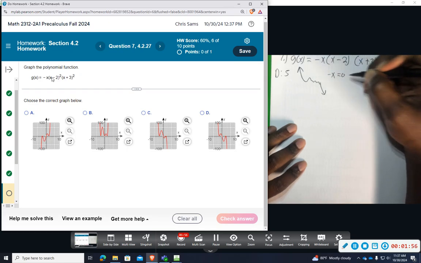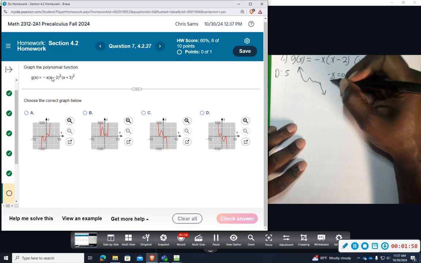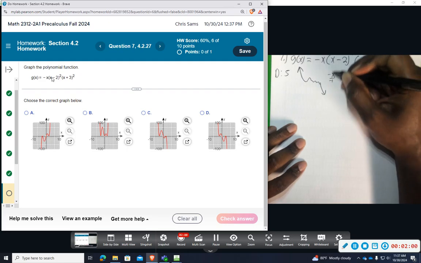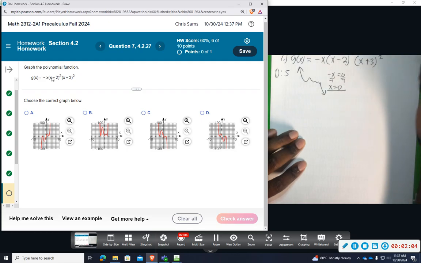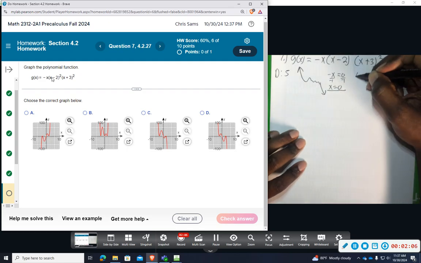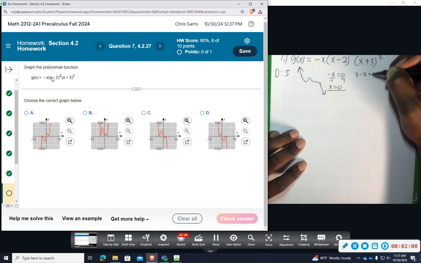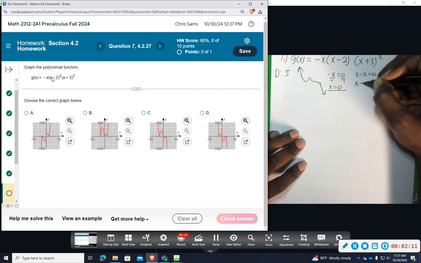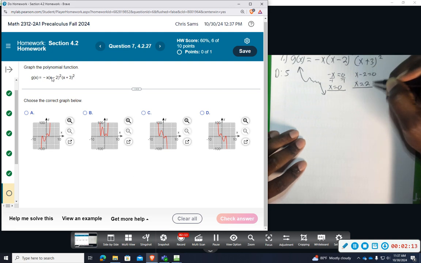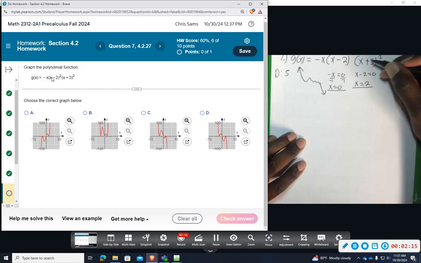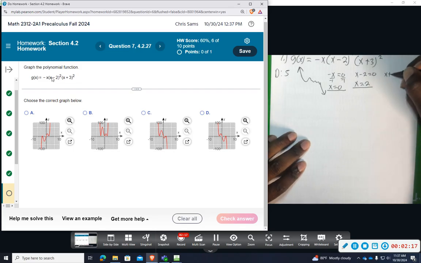Negative x equals 0. You can say divide by negative 1 just to get rid of the negative, and then that just gives you x equals 0. So one of our zeros is x equals 0. If I do x minus 2 equals 0, add 2, that gives us x equals positive 2. So it should touch at positive 2. And then if I do x plus 3 equals 0, subtract 3, gives me x equals negative 3. And it will touch there.